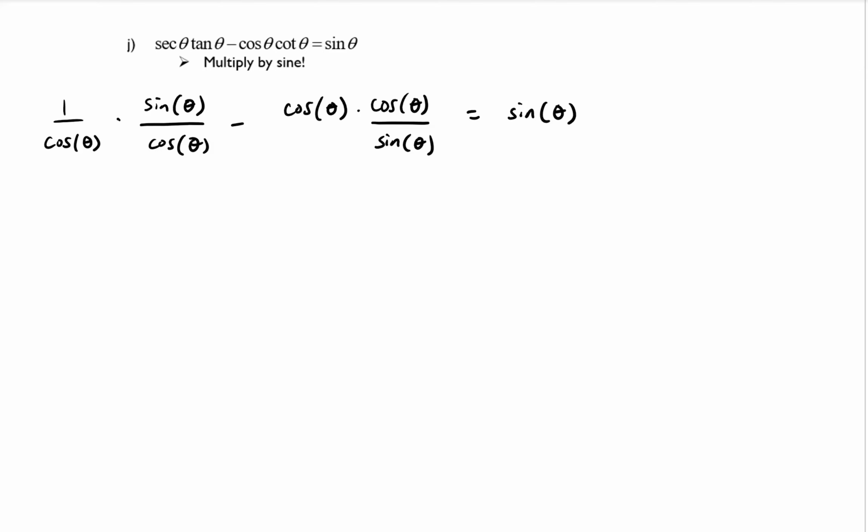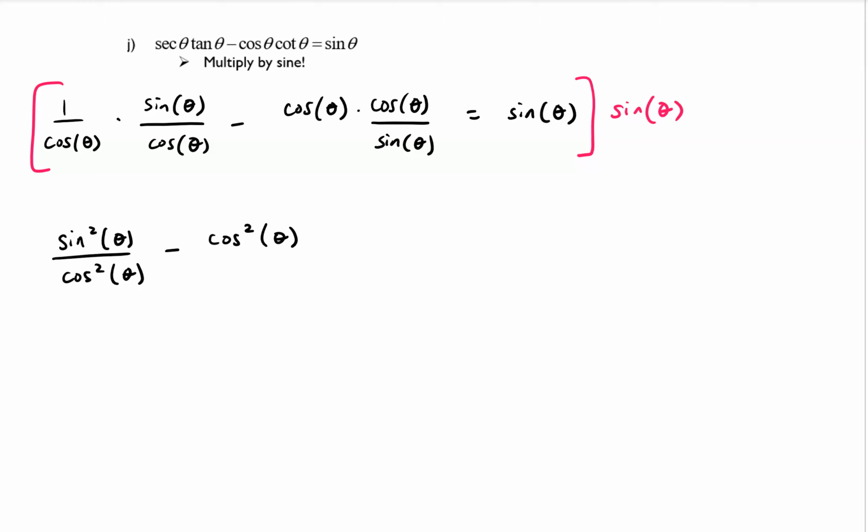And I want to multiply everything by sine of theta. And if I do that, we will get sine squared theta over cosine squared theta minus cosine squared theta is equal to sine squared theta. And this thing here, we can rewrite that as tangent squared theta. And then I'm going to add cosine squared theta to both sides.